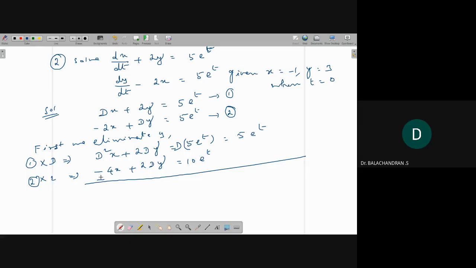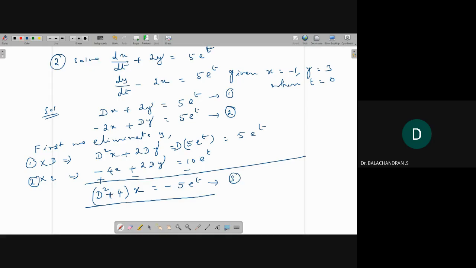So subtract: plus, minus, and then minus. So these two get cancelled. 2 Dy minus 2 Dy gets cancelled. (D square plus 4) into x is equal to minus 5 into e power t. So this is equation 3.